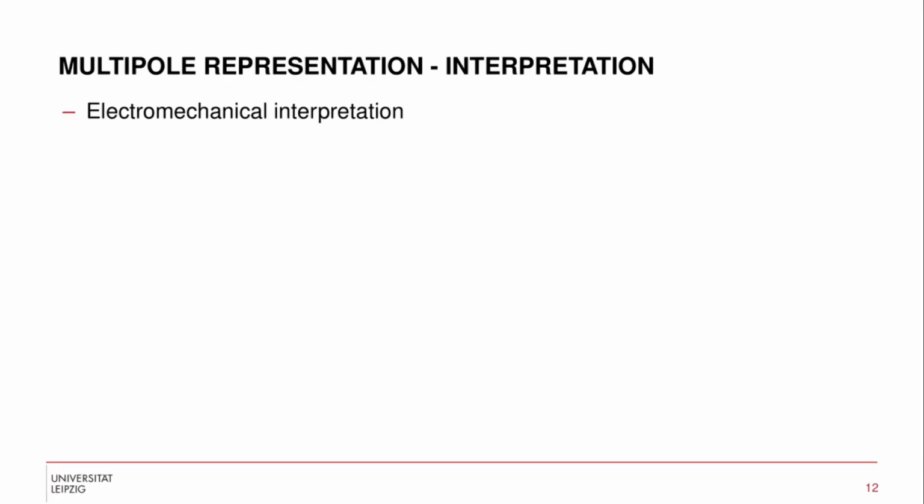There are different interpretations for the multipoles, and the first one is the electromechanical interpretation, where each of these mathematical multipoles represents one multipole known from the field of electromechanics. And so it describes the load of the material. And the second interpretation is the symmetrical interpretation, where the intersection of symmetries of each of the multipole sets represents the symmetry of the complete tensor.